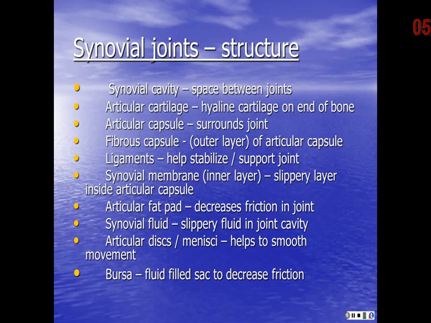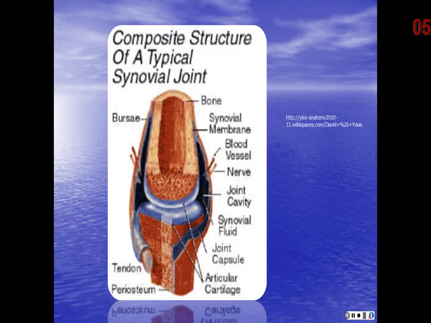Synovial joints may have bursa, which are fluid-filled sacs to reduce the friction in the joint. There may also be pouches of fat called articular fat pads to help decrease friction as well. This is an example of a typical synovial joint.